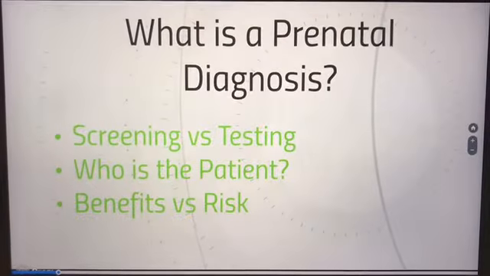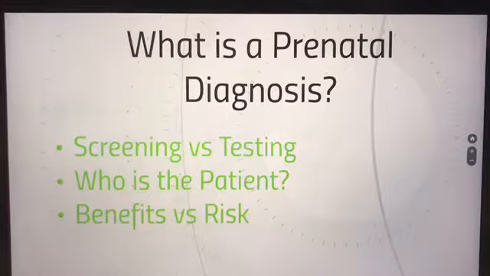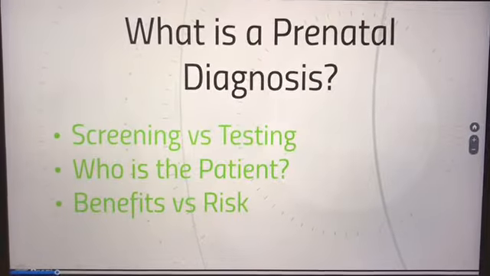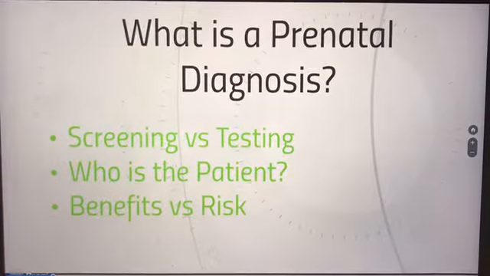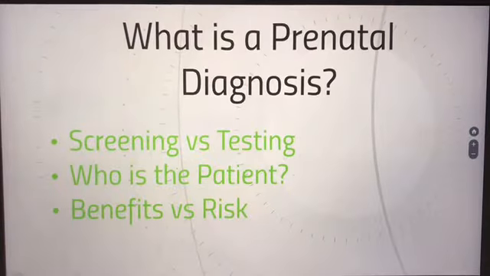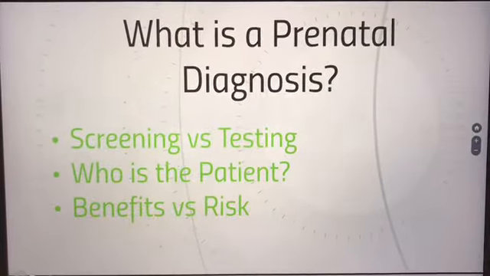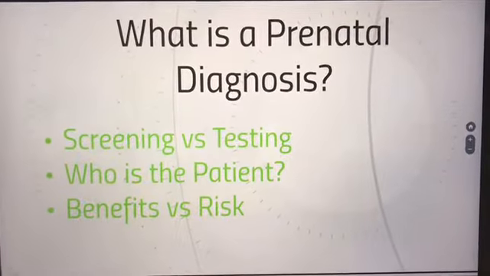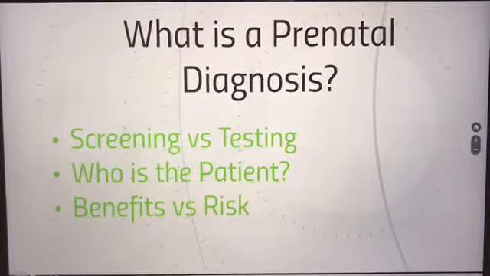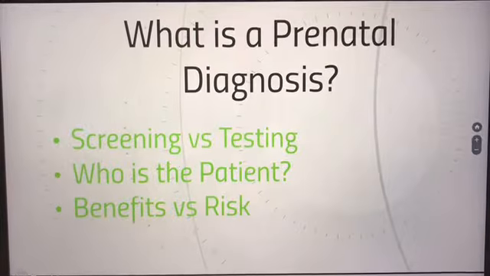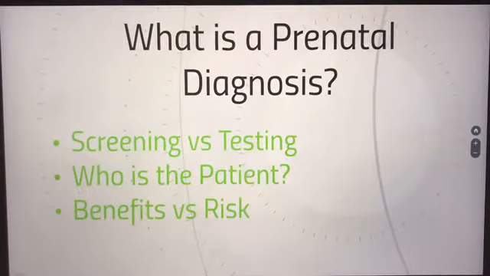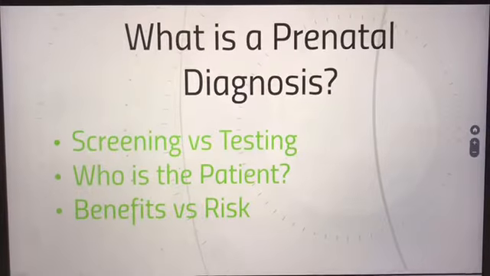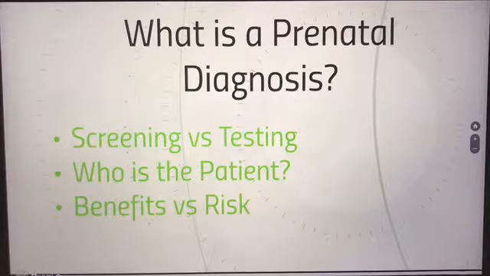The first one would be screening. Screening provides the possibility of risk for a particular ailment. It is less accurate. However, it also provides less risk to the mother or the fetus as it is generally less invasive. The other alternative is testing. Testing will provide a more accurate diagnosis, but the alternative to that is that it is more risk for the fetus and the mother. It is generally more invasive.